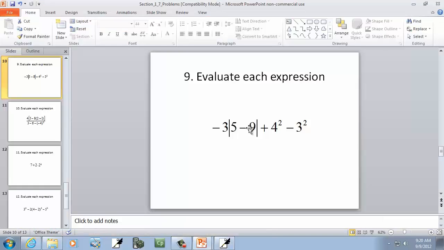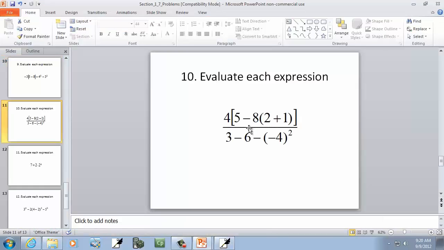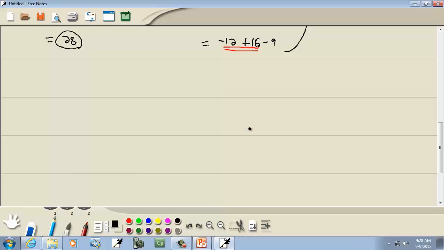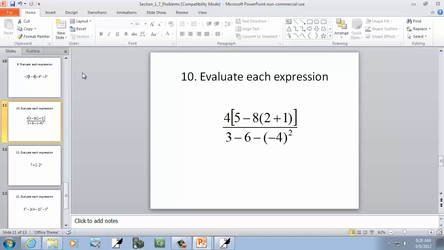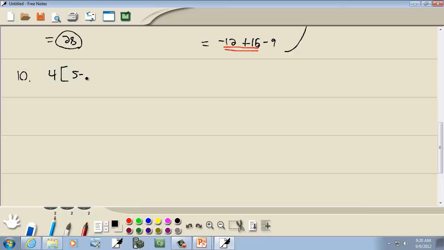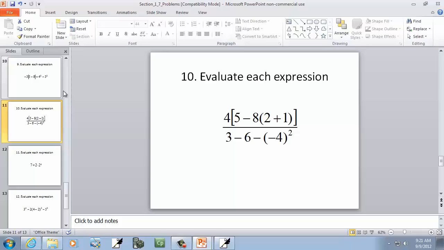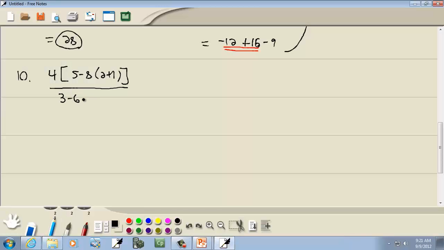And let's look at our next problem. This one's a fraction. We do fractions a little bit differently, which is why I chose to show you one. Okay. 5 minus 8(2 plus 1), over 3 minus 6 minus (negative 4) squared.